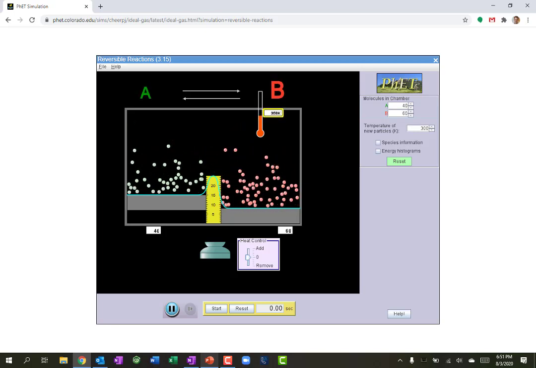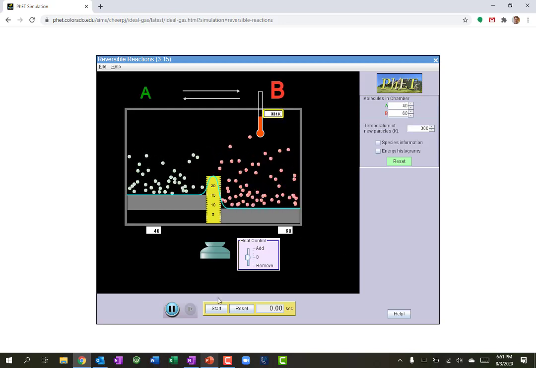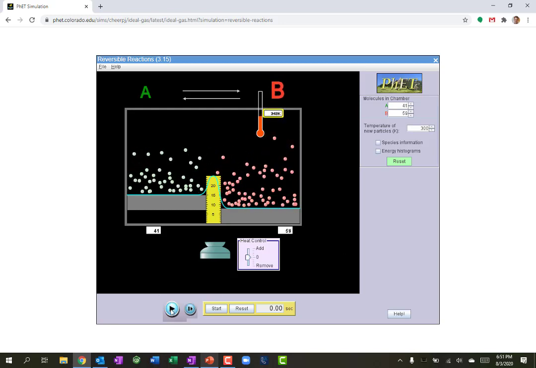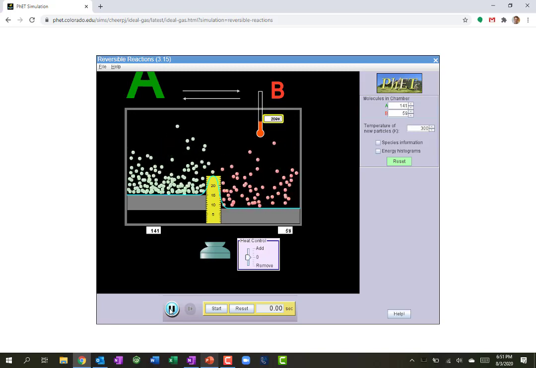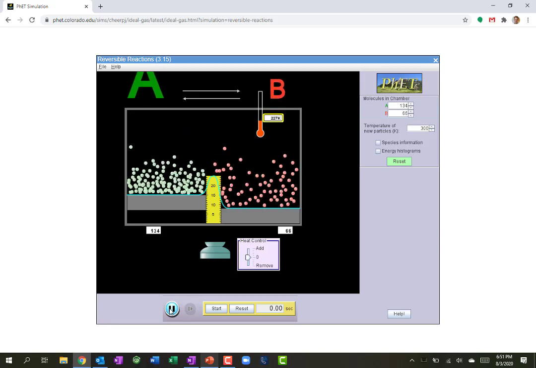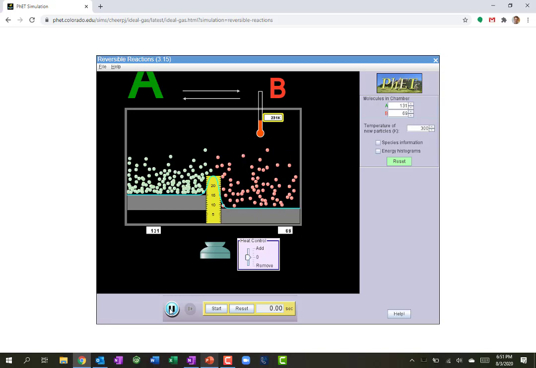But now I want to do a new experiment, right? So I'm just going to go ahead and pause this and freeze the molecules. And I'm going to go ahead and add in 100 more A molecules, right? So I'm going to go ahead and just type a 1 in there and hit play. All right, let's see what happens, right? If we add in a bunch more A, what do you think's eventually going to happen over time?